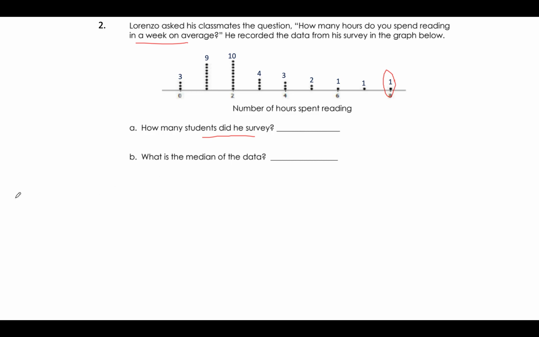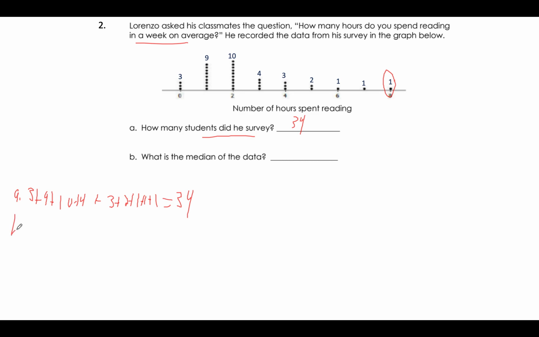So, we're going to do part A. 3 plus 9 plus 10 plus 4 plus 3 plus 2 plus 1 plus 1 plus 1. We add all these up, and that's going to give us 34. It's going to give us 34 people.